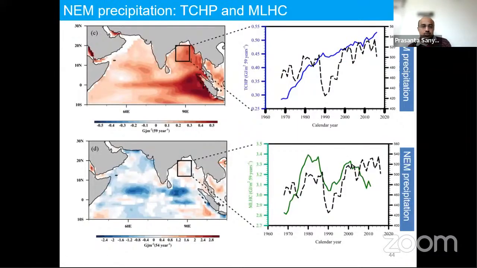Now, when I say that we compared this northeast monsoon with the cyclone heat potential and the mixed layer heat content, this graph is actually a correlation comparison between the rainfall pattern from the northeast monsoon and the variation in the TCHP. And this graph is for the variation of the northeast monsoon and the variation in MLHC. Between these two graphs, even though they show correlation, the correlation is better for mixed layer heat content compared to the TCHP.